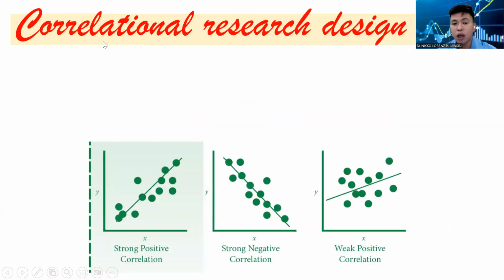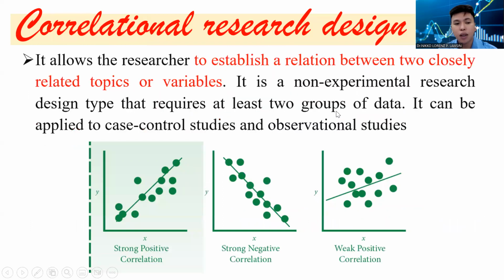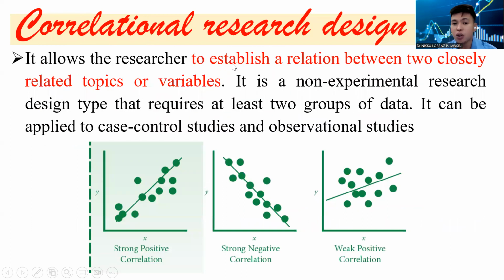Second one, you have correlational research design. It allows the researcher to establish relation or relationship between two closely related topics or variables. It is not experimental research. It is a research design that requires at least two groups of data.